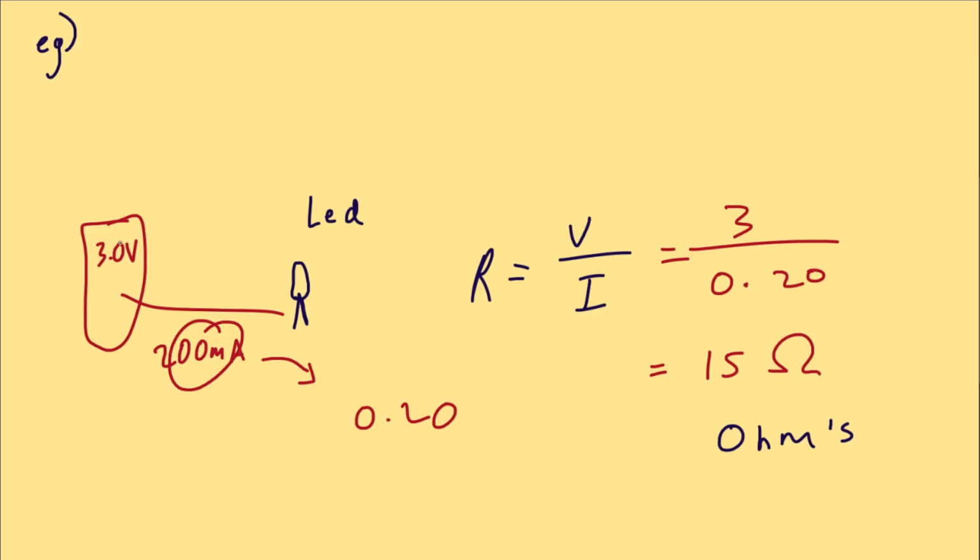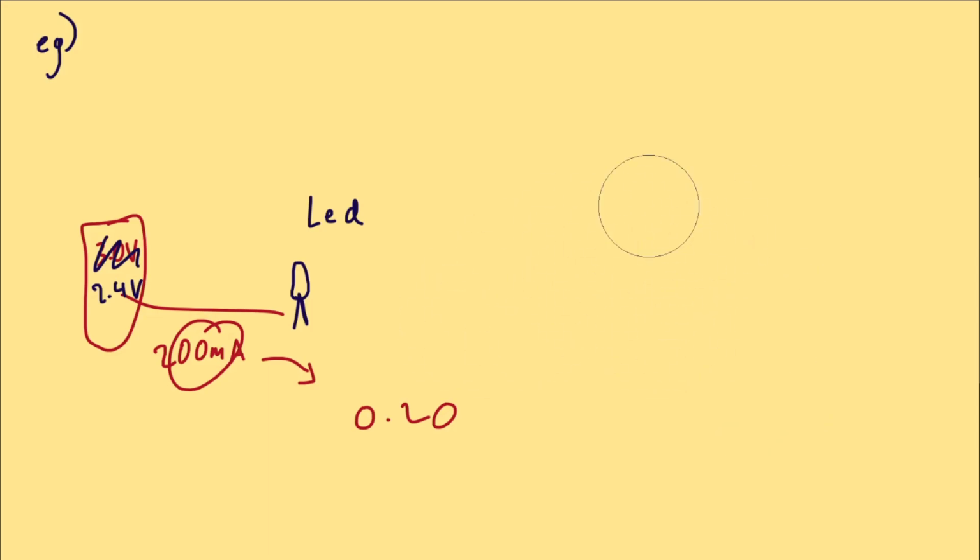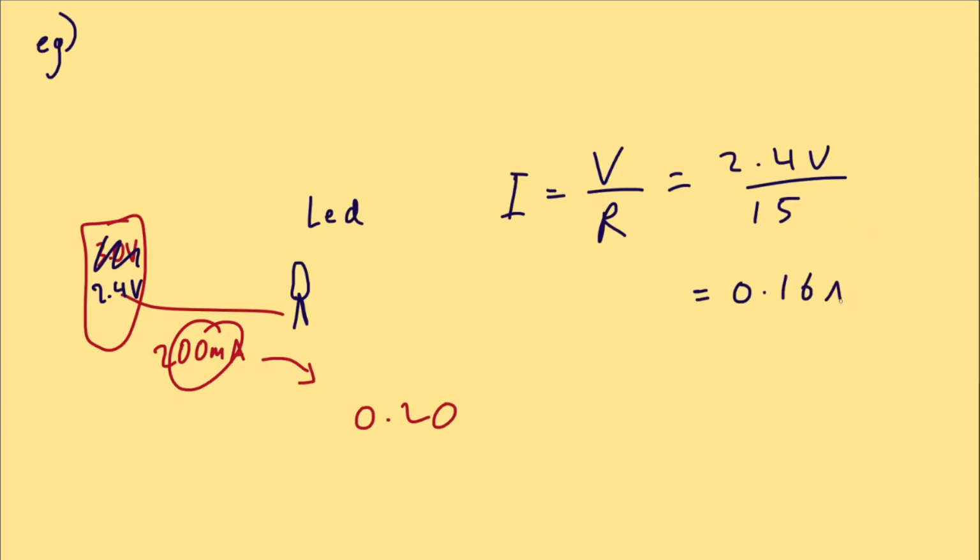What if the power supply drops from 3 to 2.4 V? What happens to the current? The current is given by I = V over R, which gives us 2.4 V divided by the resistance, 15 ohms, which is 0.16 amps. This LED is going to dim. It's going to be less bright because there's less current flowing through. And resistance is how much your material opposes the flow of electric current.